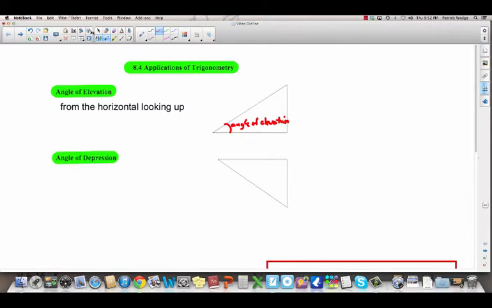Now, there's also an angle of depression. An angle of depression is again from the horizontal, but this time it's looking down. So where's the horizontal in this triangle? Right here. So the angle of depression would be right here.